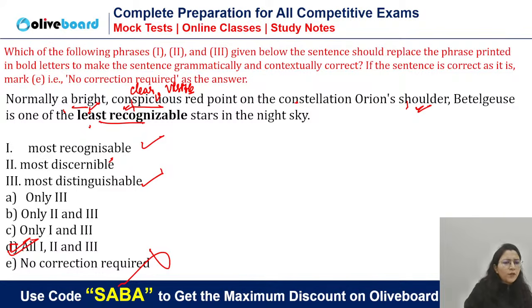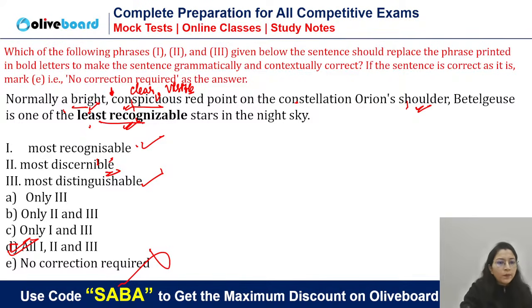How many of you are saying only one and third? Discernible, don't you know the meaning of discernible? Initially, everybody said D. Now people are saying C also, E also. Sravani, I hope it is clear that least recognizable will not go because the sentence is talking about the bright star. Okay.